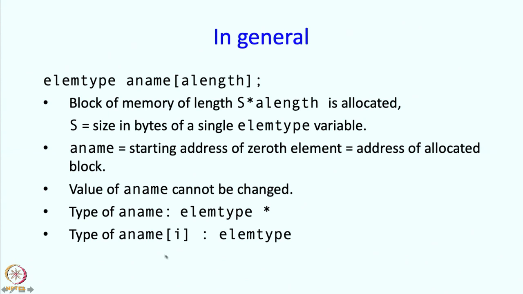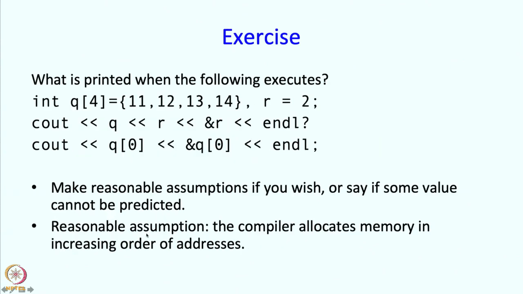And of course the type of a name of I is elm type. The type of just a name is elm type star, and the type of a name of I is elm type, and that applies to Q as well. The type of Q of 0 is integer, and the type of Q was int star. So an exercise for you: figure out what is printed when the following executes.